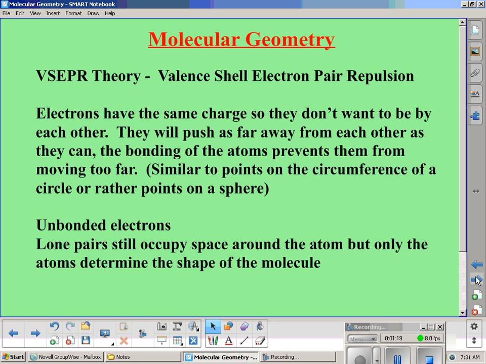The unbonded electrons, which is a term you're going to hear, are lone pairs. If you remember back to Lewis structures, we had the dots around a Lewis structure. Those are the electrons that are not used in bonding. Those are unbonded electrons, lone pairs, that still occupy space around an atom, but only the atoms determine the shape of the molecule.